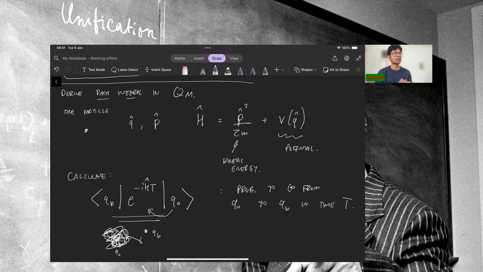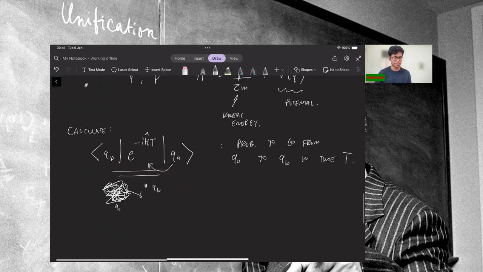Now, one more technical thing. These Qs are position eigenstates. So QA is a position eigenstate, which means that Q hat acting on QA equals QA times QA. So this is an eigenstate of the operator for position. QA is a number, and acting with Q hat brings down that number. QA and QB are the same like this, and they are position eigenstates.